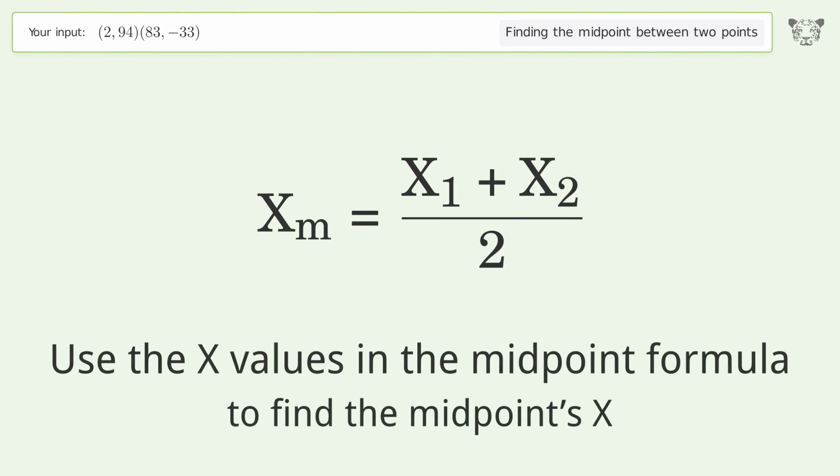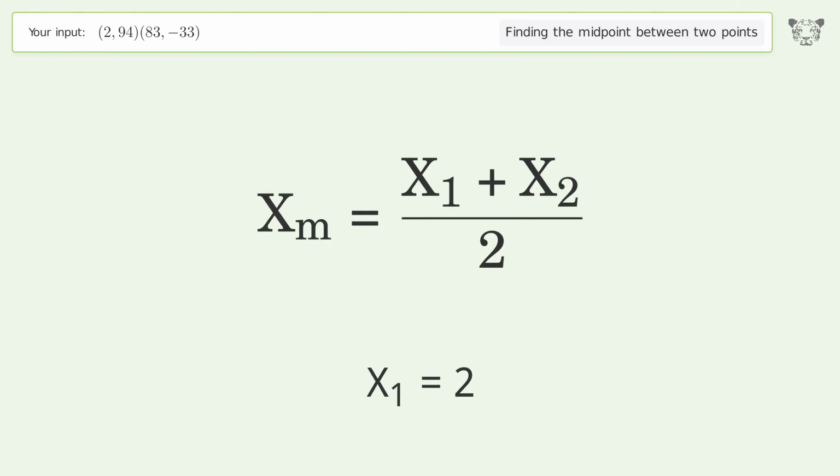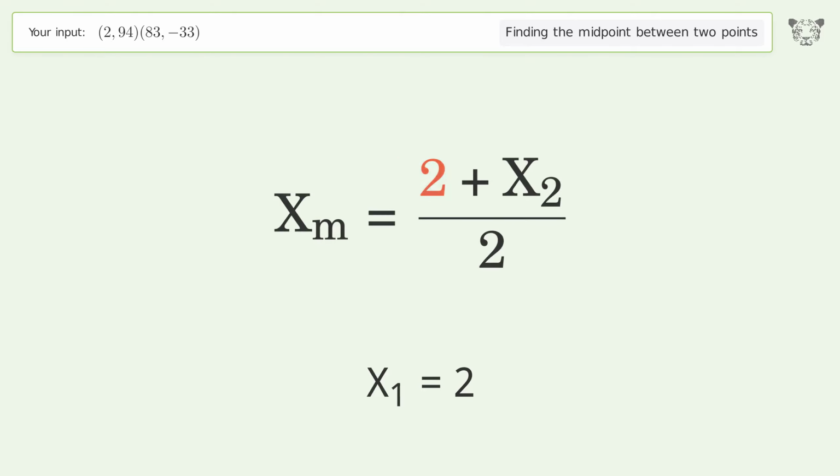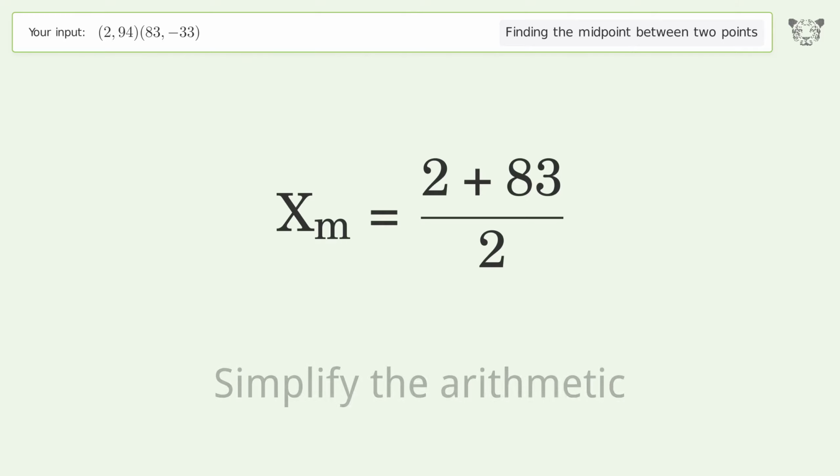Use the x values in the midpoint formula to find the midpoint's x. x1 equals 2. x2 equals 83. Simplify the arithmetic.